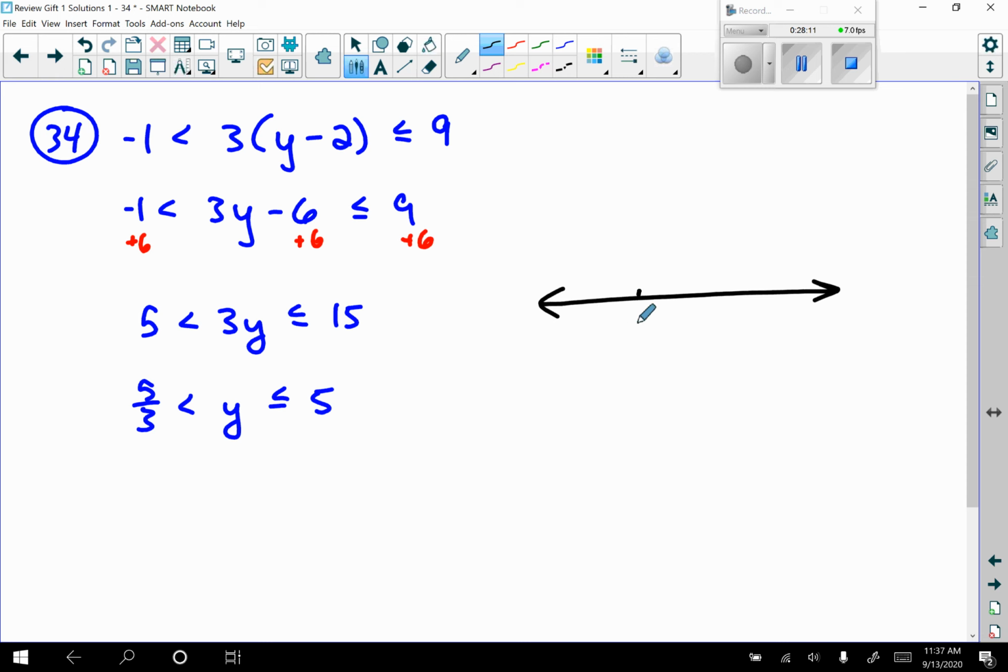On the number line, two key numbers, 5/3, 5. Open endpoint on the 5/3, but closed endpoint on the 5. We shade everywhere in between. So here we'll have a parenthesis, 5/3, comma 5, but then a bracket.